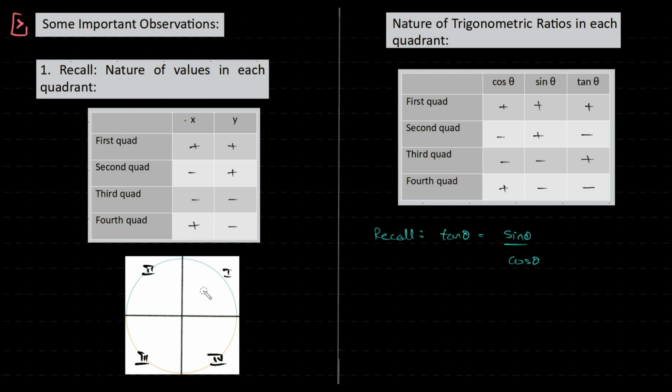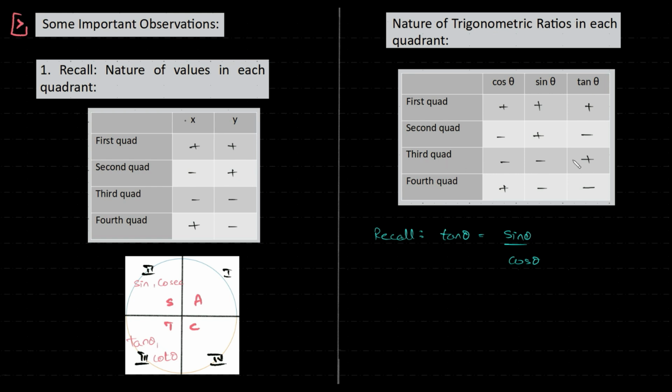Now let's summarize this. In what ways? Well, there's something called All Students Take Coffee. A stands for all, which means all the trigonometric ratios are positive here. S stands for sine, so sine and the inverse of that, that is cosec, are positive in the second quadrant. Can you look at this? While cos and tan are negative, and so sec and cot will be negative as well in the second quadrant.